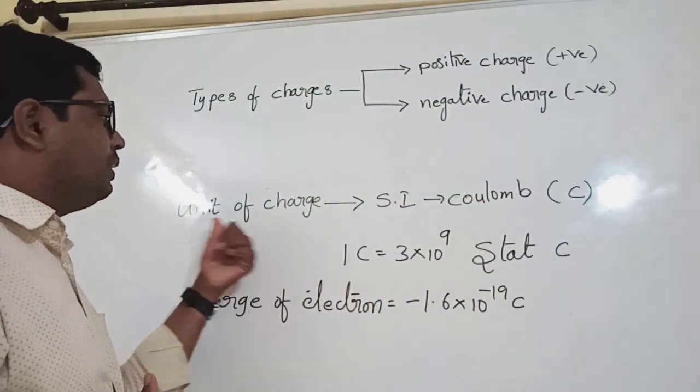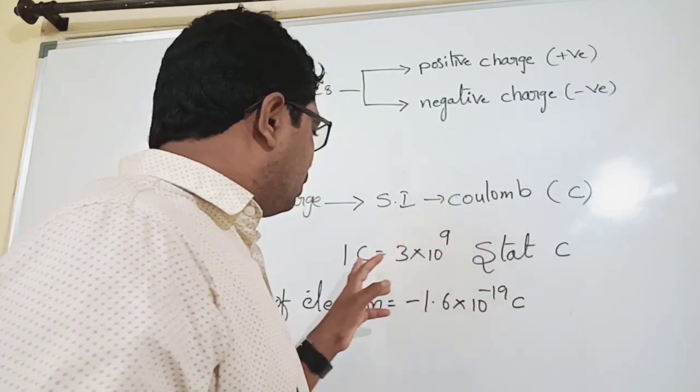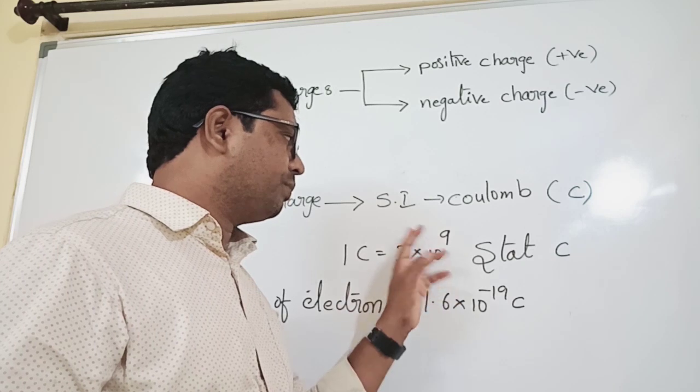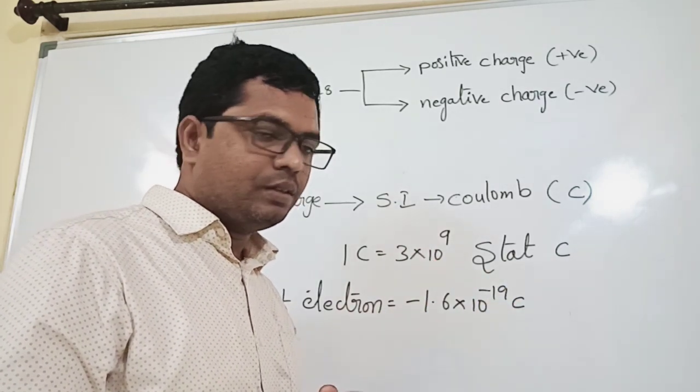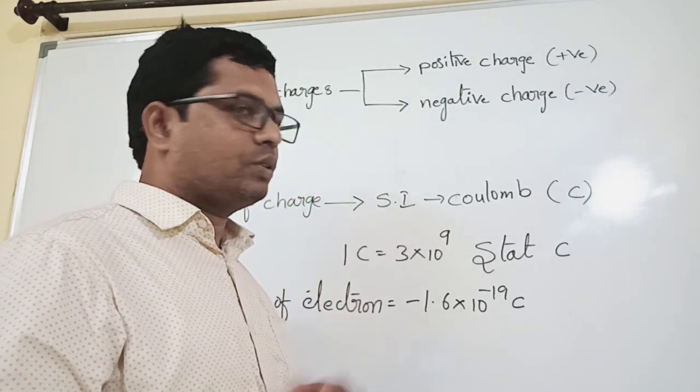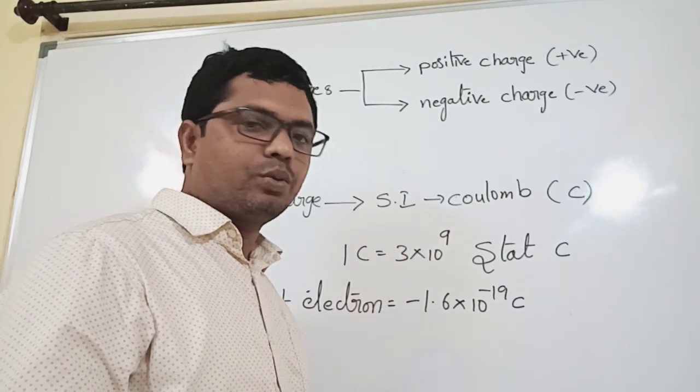Now, the unit of charge. The SI unit of charge is called the coulomb. 1 coulomb is equal to 3 into 10 to the power of 9 stat coulombs. Do you understand this? The SI unit of charge is the coulomb. 1 coulomb is equal to 3 into 10 to the power of 9 stat coulombs.